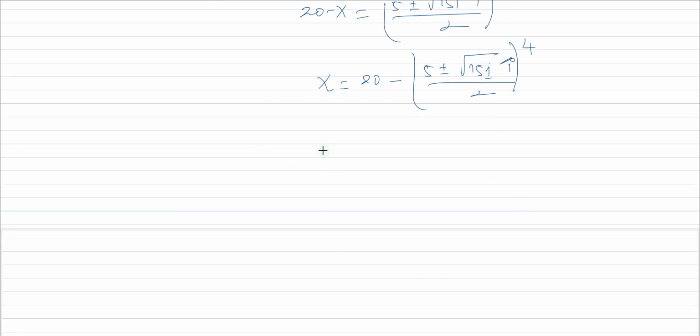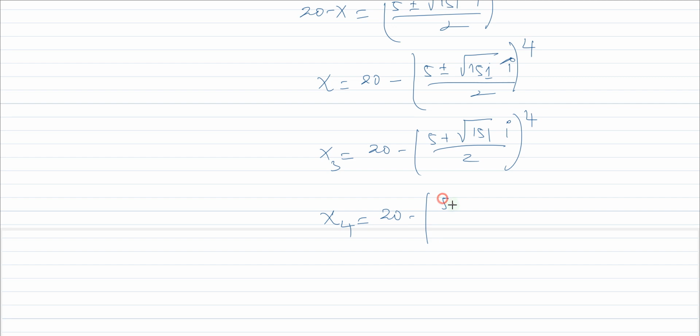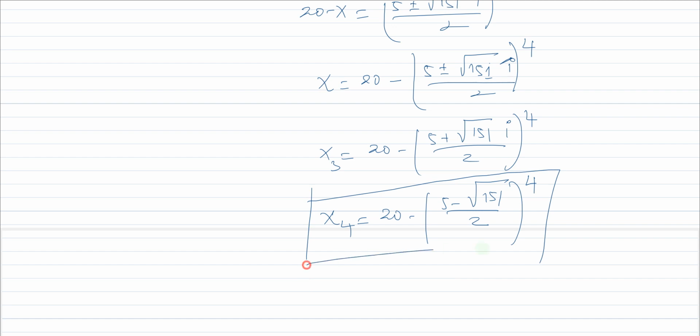So I'm going to have here that x3 is going to be equal to 20 minus 5 plus square root of 151i divided by 2 to the power of 4. This is 4, not 2. Okay, and our x4 is going to be equal to 20 minus 5 minus square root of 151i divided by 2, and this is to the power of 4. Okay, so these are the imaginary solutions for our problem.